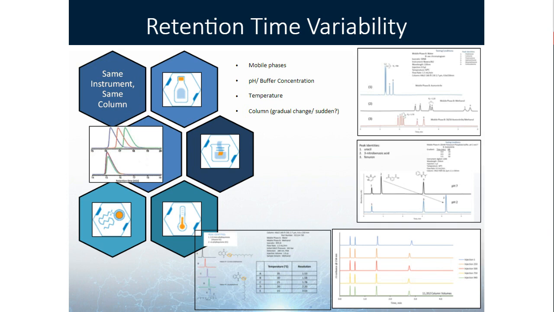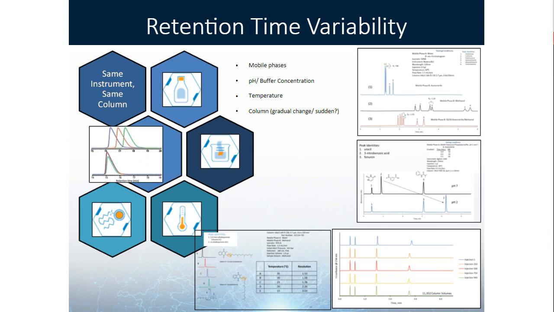the column itself could be going bad over time. So things such as, is it a gradual change? Is it a sudden change? Whether that's retention time or back pressure, these can all give you a really good idea on, hey, is this from the column or is this from the instrument? Do I need to troubleshoot the instrument?